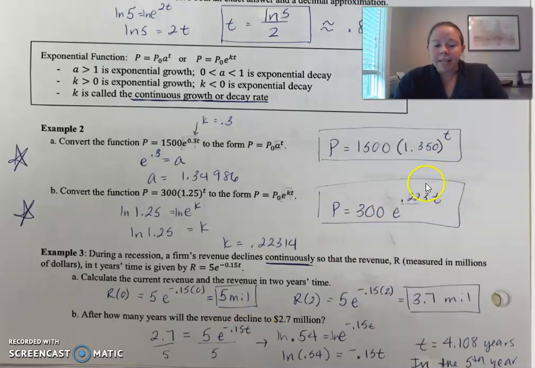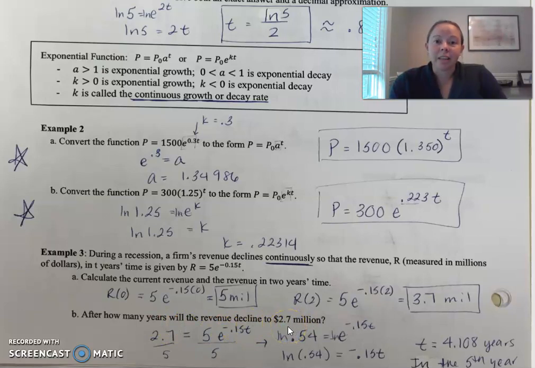Okay, and then the last example. During a recession, a firm's revenue declines continuously so that the revenue R, measured in millions of dollars, t years since time zero is given by this formula here. Calculate the current revenue and the revenue in 2 years' time. Current would be plugging 0 in, and you get 5 million. Then for 2 years' time, plug 2 in and you get 3.7 million. Use your calculators, obviously.